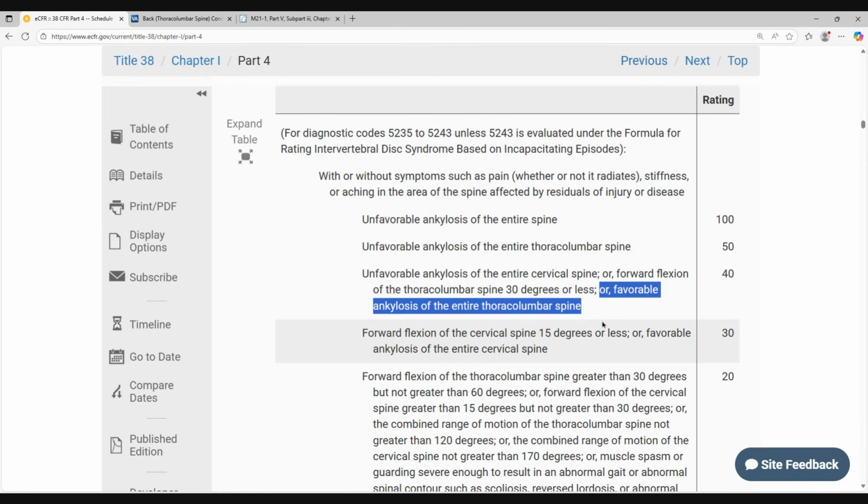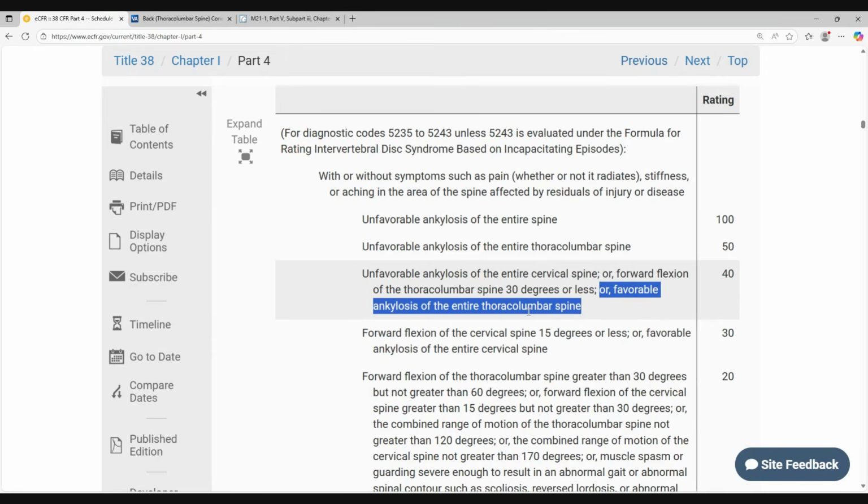Now, how can you have that happen? So sometimes you can have it to where you get fusion of the thoracolumbar spine. You get a fusion of the spine, and it just restricts you to where you're sitting straight up all the time. Like that would be it. That would be favorable ankylosis, because if you're sitting straight up, you can walk normally, you can sit normally, you can do a lot of things normally. So that's the 40% criteria for favorable ankylosis.